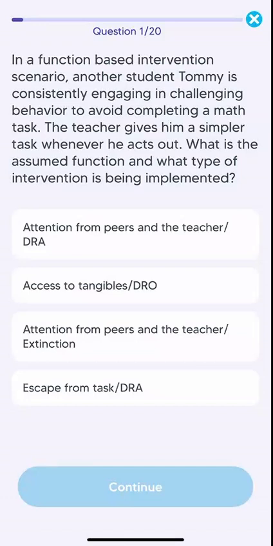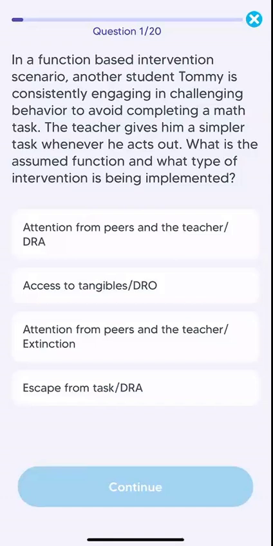Let's read the question again. Function-based intervention scenario. A student, Tommy, is consistently engaged in challenge behavior to avoid completing a math task. The teacher gives him a simpler task whenever he acts out. Simpler means easy. What does simpler mean here? Yeah, it means an easy task.